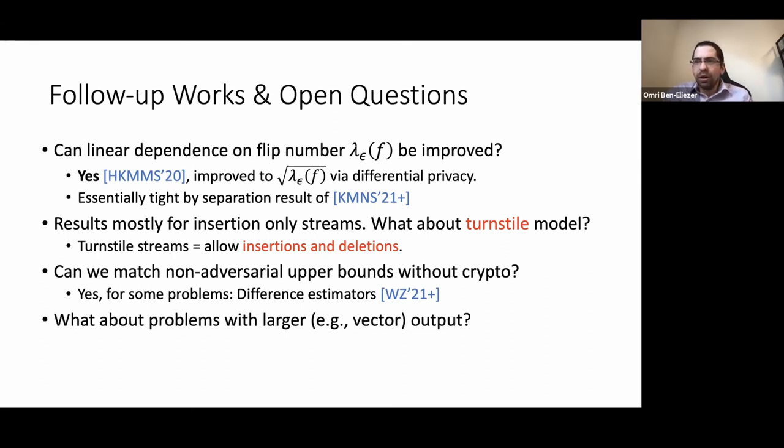And finally, the setting that we considered until now, essentially the setting for the flip number, is one where you have a single output that is, let's say, a real number. But in many problems, for example graph problems or clustering or many other problems, you mostly care about a larger output, let's say a vector output. And we don't have standard generic techniques for these kinds of settings.